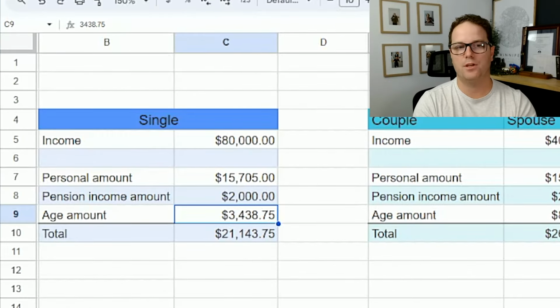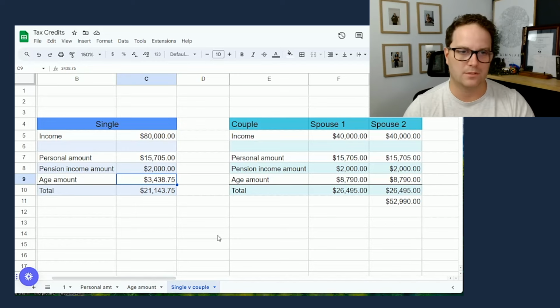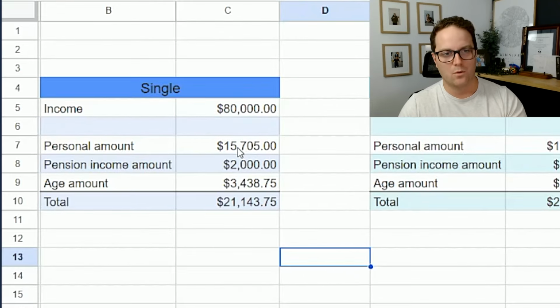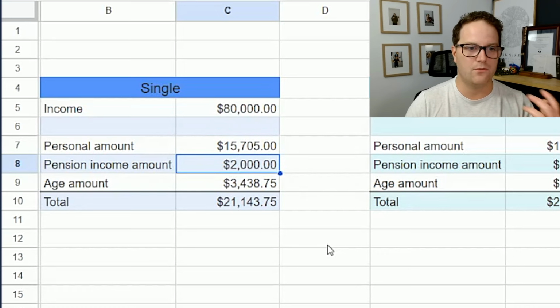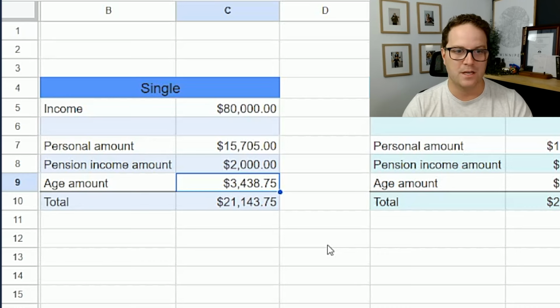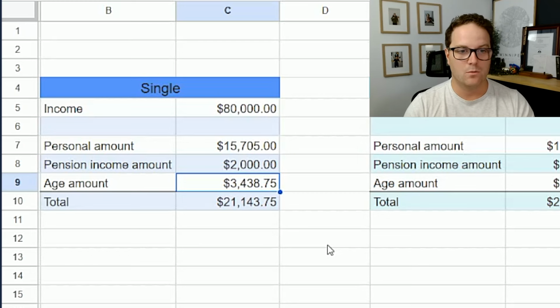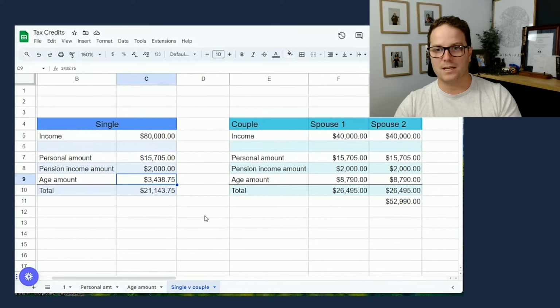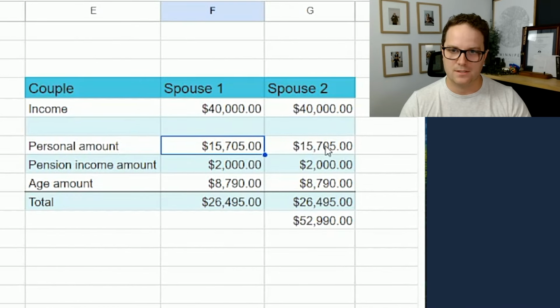All right, so you're going to see an example here where I have an individual making $80,000 and I have a couple that perfectly income splits that 80 into 40 and 40. And I'm just, again, isolating these three non-refundable tax credits. The single person, because their income is under $173,000, is going to get the full personal amount. This person is over 65, so they're going to get the full pension income amount. But in the example I just ran on the previous tab, they're only going to be getting $3,438.75 of the age amount, not the full $8,790, meaning that their total tax credits between these three is $21,143.75.